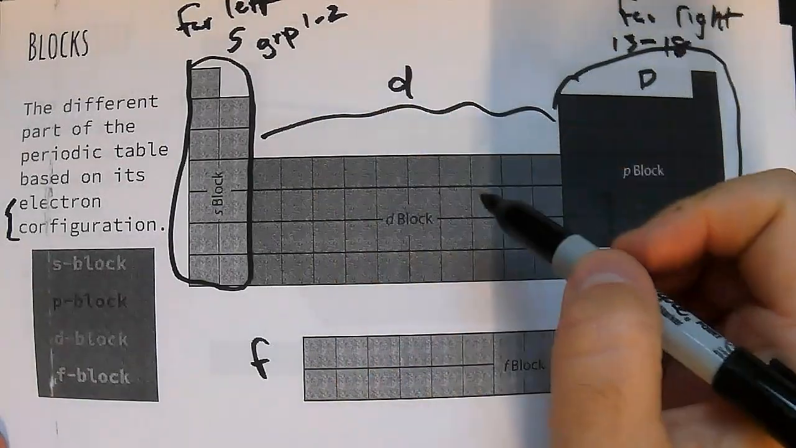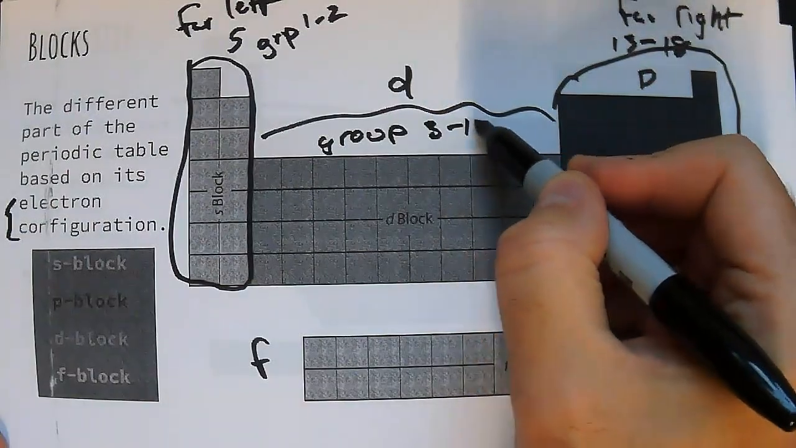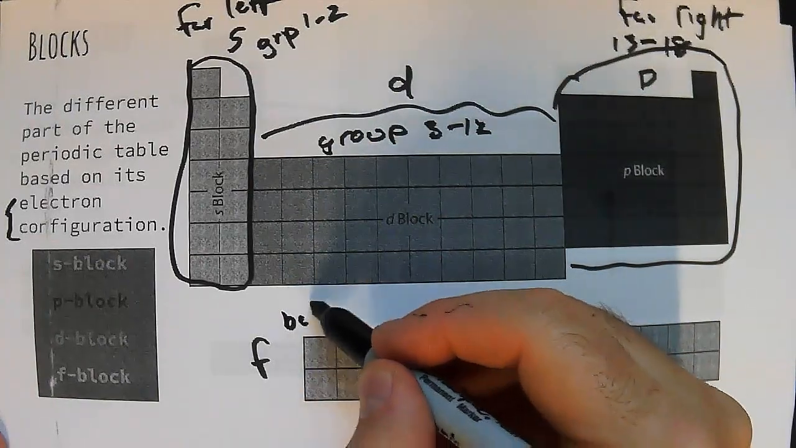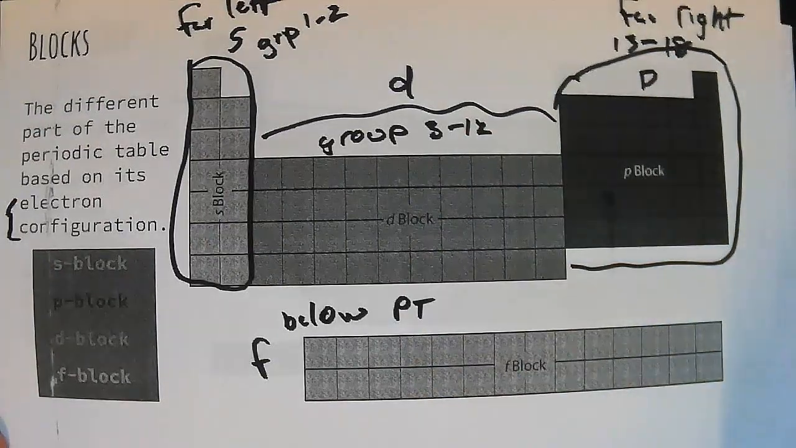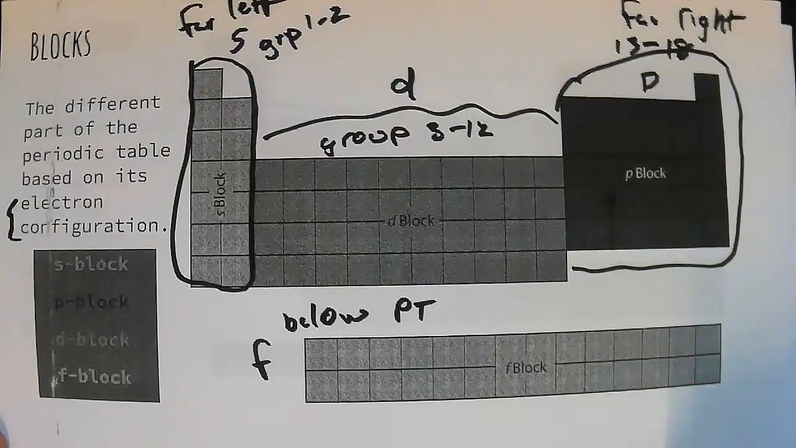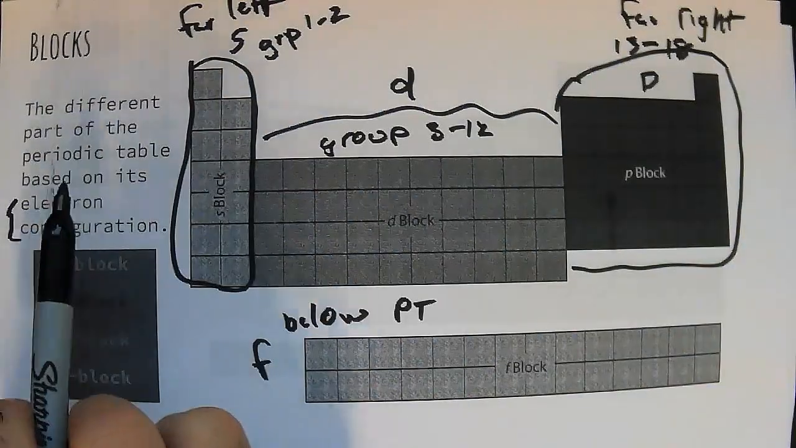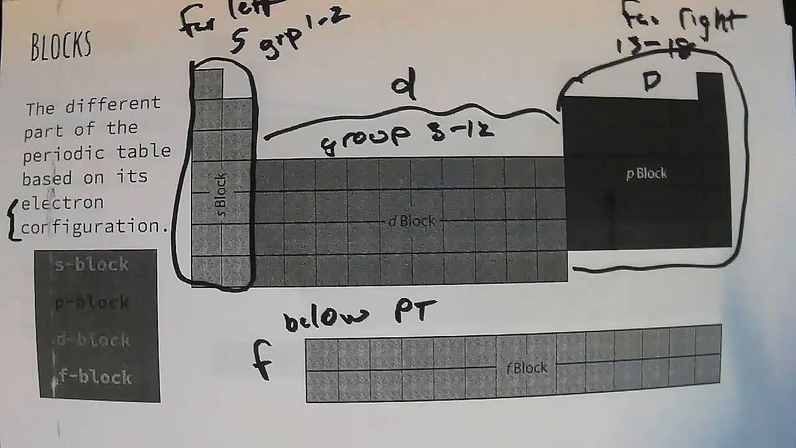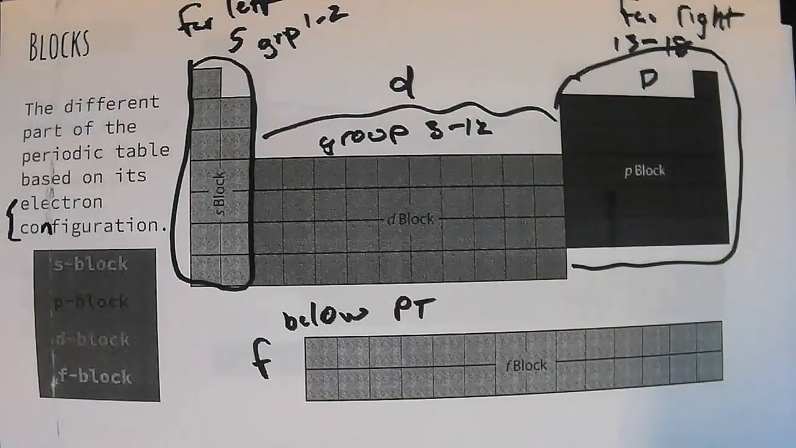The D block is the middle of the periodic table, and it's groups 3 through 12. And the F block down here, these are the elements below the periodic table, and they don't have a group number. The definition of the blocks is that they're the parts of the periodic table based on electron configuration. So those are the 4 blocks.